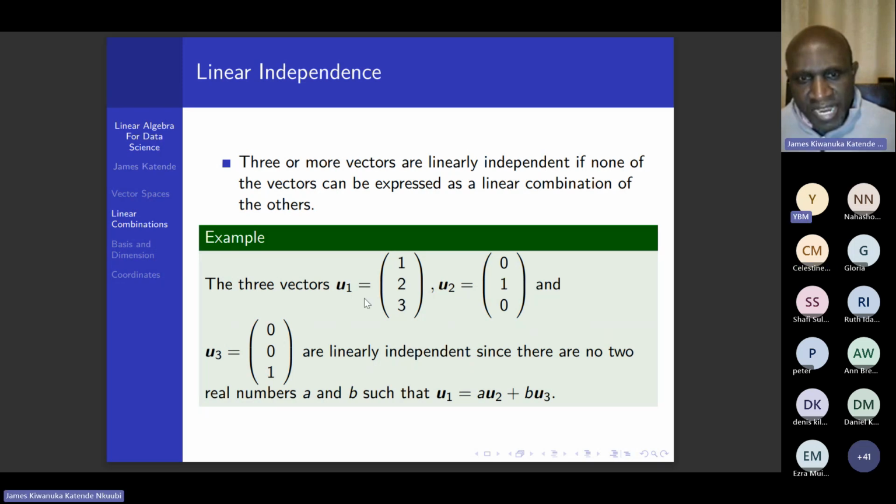If you pick any one of the vectors and try to find two other numbers, say A and B, such that U1 is equal to AU2 plus BU3, there will be no solution to this. No such numbers exist, right? And since it's not possible to write any one of them as a linear combination of the remaining two, we conclude that this set of vectors is linearly independent. They do not depend on each other at all.